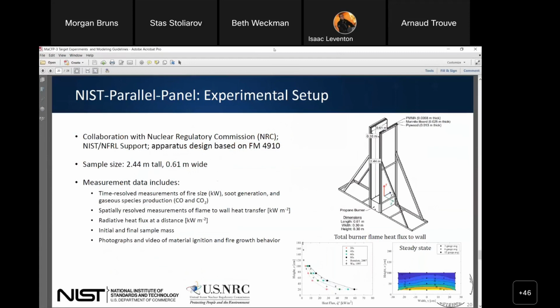Thank you, everyone, for the flexibility in making this work. We have a sketch of the apparatus on the right. You won't see my marker, but that's okay. That's where we are today.